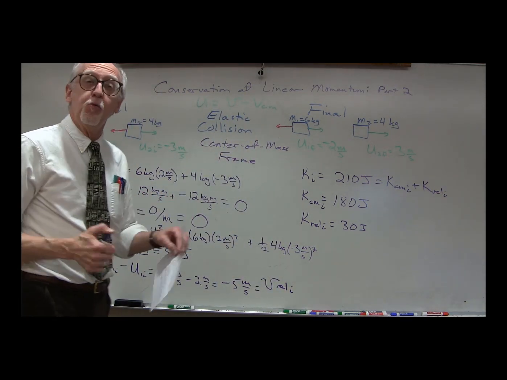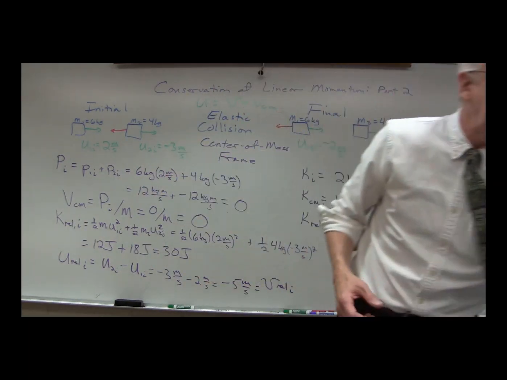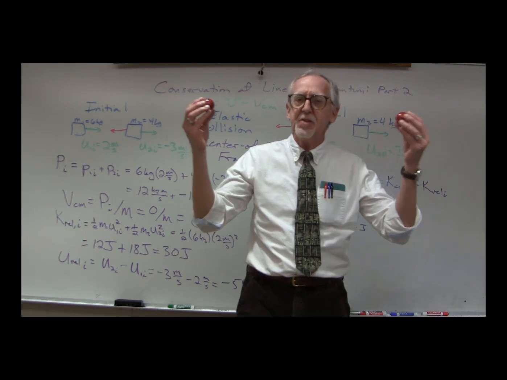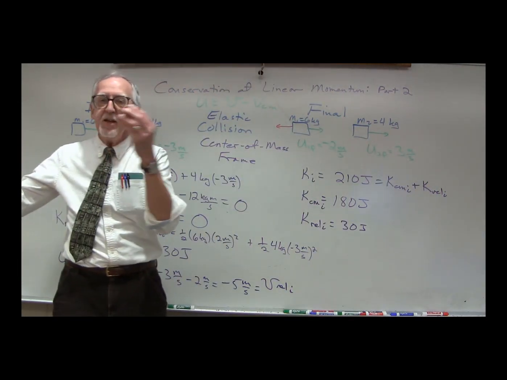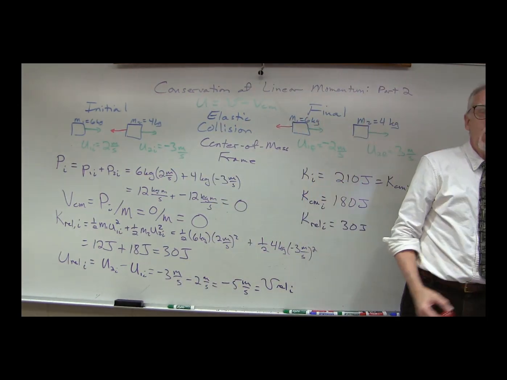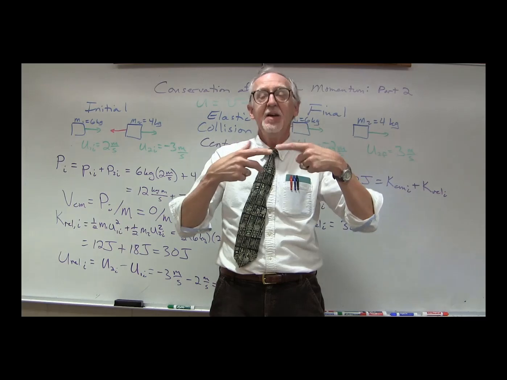So, the relative velocity, which means the velocity of the two objects approaching each other, how rapidly they're actually coming together, is the same whether we look at it in the general frame or in the center of mass frame. The speed at which they approach is the same.